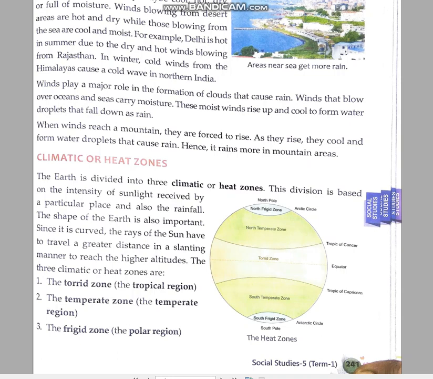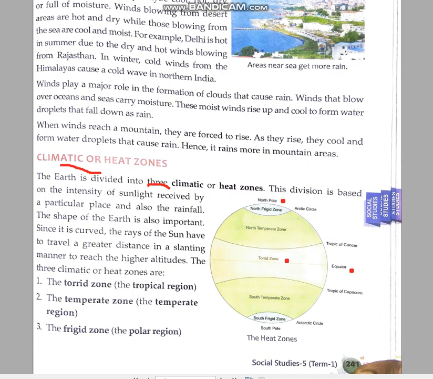In the previous chapters, students, we have studied the factors which affect the climate, and in this particular session we are going to read about the climatic or heat zones. As I have already told you, our earth has been divided into three climatic or heat zones, and these are based on the sunlight each part of the earth receives. We know that earth receives direct sun rays at the equator and slanting sun rays at the poles, and very little heat of the sun reaches the poles because earth is spherical in shape. So we have three heat zones.